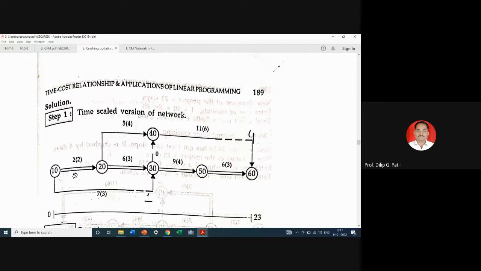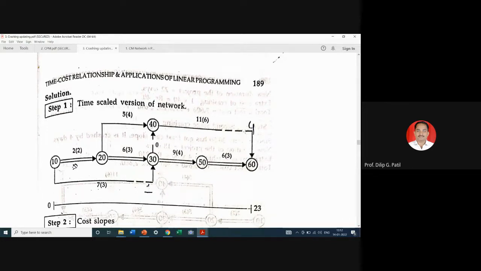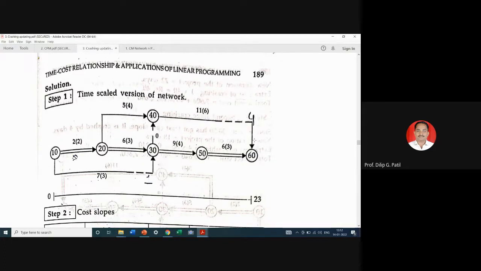2 + 5 7, 7 + 11 18, आणि इकडचं किती आहे आपलं 23. सो 23 - 18 किती झालं, 5. So there is extra time available with this particular path of 5 days. Here I think by mistake 4 is written. You can refer this as 5. बरोबर आहे. 5 + 11 16, 16 + 5 21, and 21 + 2 as 23.